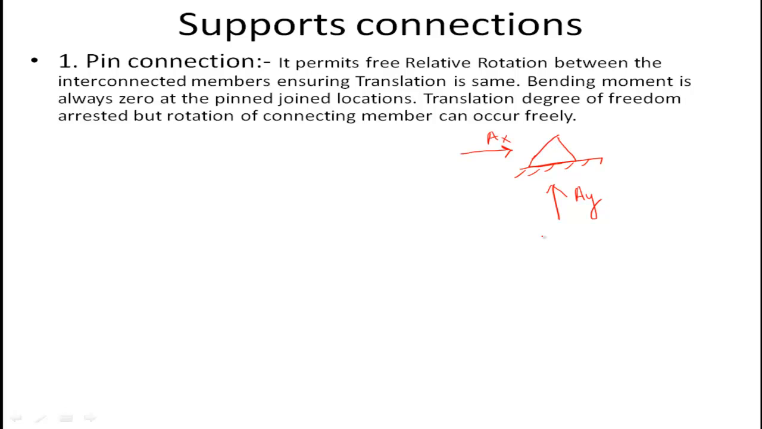The freedom to rotate releases the possible transmission of bending moment. Hence the bending moment is zero at the pin joint location in all the connected members, except when an external moment is applied at the joints.